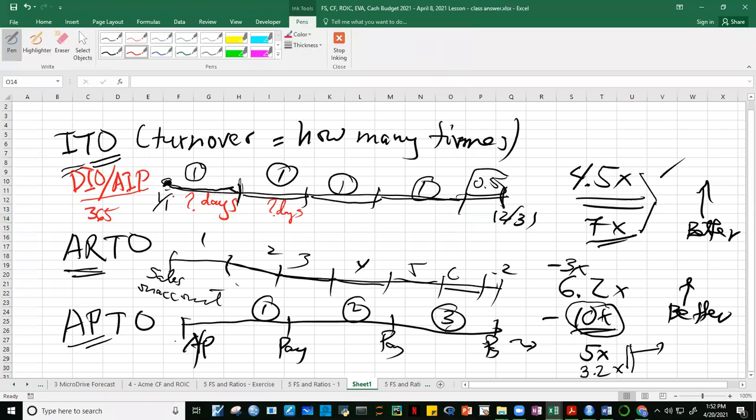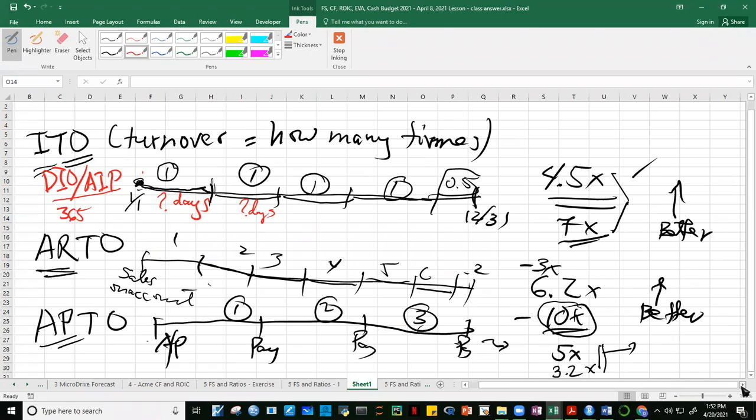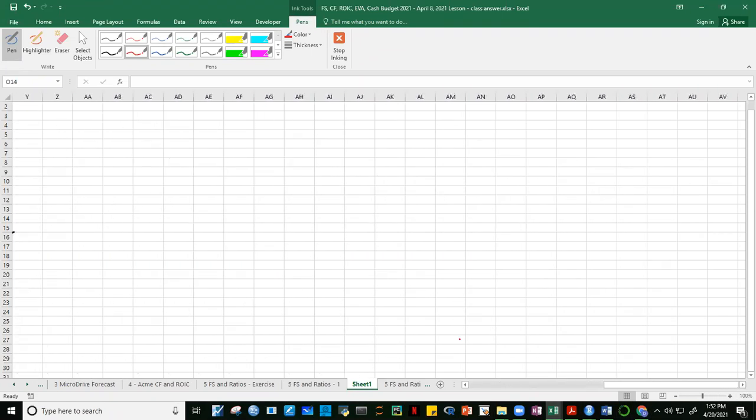So from nabenta, bumili ng raw materials, ito. Let me just go to another part here. Okay. Buy raw materials. No? Tapos convert to finished goods. And then sell.